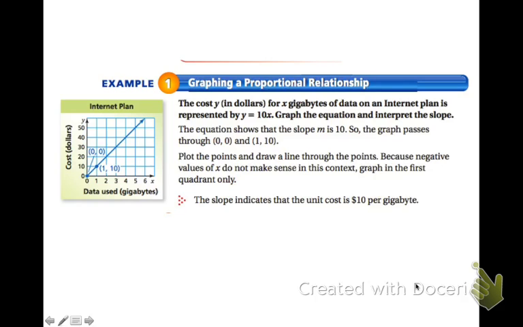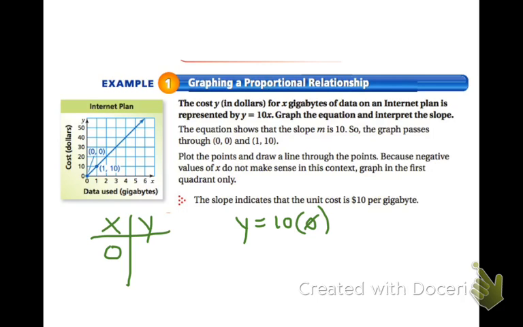So looking at this example, it's right out of your textbook. It says the cost y in dollars for x gigabytes of data on an internet plan is represented by y is equal to 10x. So they give you the equation. Graph the equation and interpret the slope. It says, since the equation shows that the slope m is equal to 10, we know, like if we made a table of x and y values, and we plugged in 0, y would be equal to 10 times 0. We know that y would be equal to 0. If we plugged in a value for 1, 10 times 1. Okay, so just like you've done before.